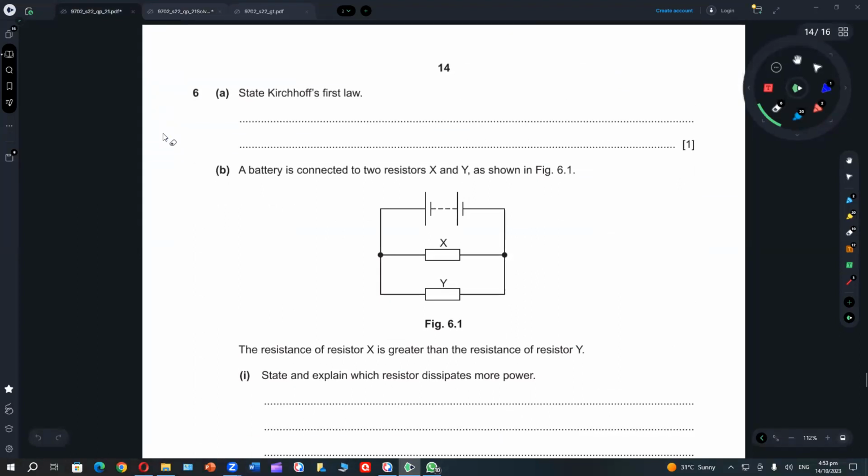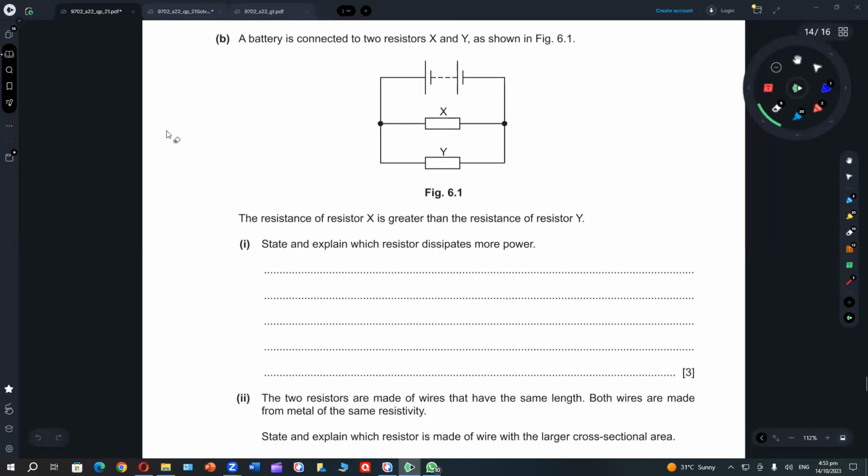State Kirchhoff's first law. Total current entering a junction is always equal to total current leaving the junction. A battery is connected to two resistors X and Y as shown. The resistance of resistor X is greater than the resistance of resistor Y. State in which resistor dissipates more power. Greater the resistance, greater the power.